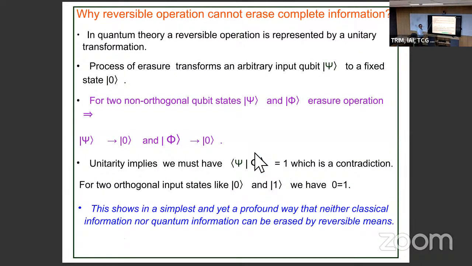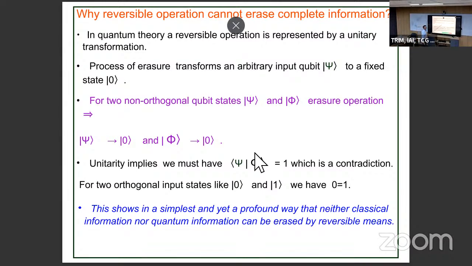So we know that in quantum mechanics, any reversible operation is represented by a unitary transformation, because if you are given some state and you apply some U, I can go to some other state. I can always apply U inverse and get back to the original state. So that is how you do a reversible operation. And as I said, the process of erasure of a qubit transforms any arbitrary input psi to a fixed state. Okay. That is the job of erasing a quantum bit.